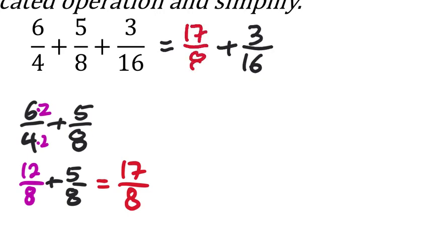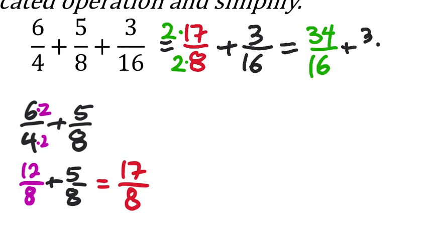Okay, so then my new problem becomes 17/8 plus 3/16. But once again, since we're doing this by hand, we're going to need matching denominators. 16 is the second multiple of 8, and you can see that would then give you 16ths. But I have to multiply the 17 by 2 as well. 2 times 17 is 34. Now plus 3/16.